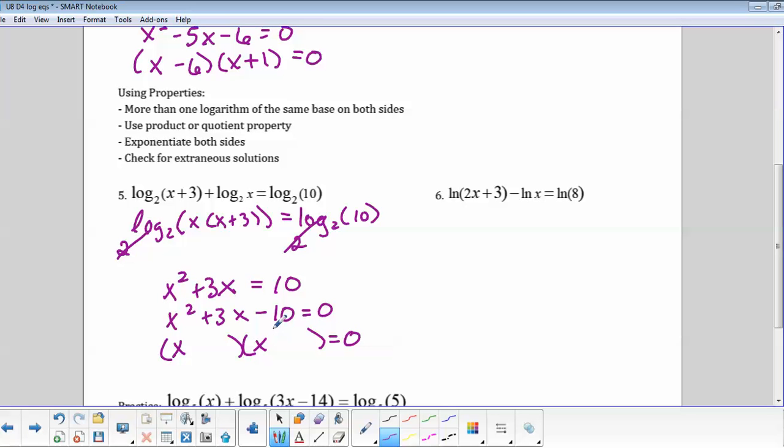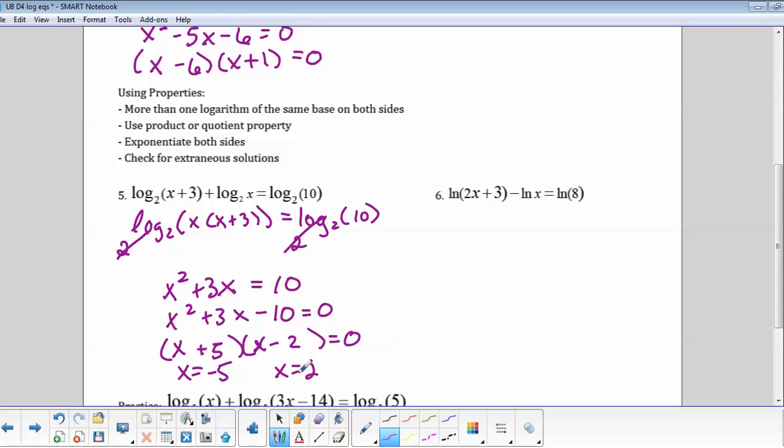So you need the numbers that are going to multiply to negative 10 and add to 3. That would be negative 5 and positive 2. Nope, I got those mixed up. Positive 5 and negative 2. So when you set those equal to 0, you get x equals negative 5 and x equals positive 2.